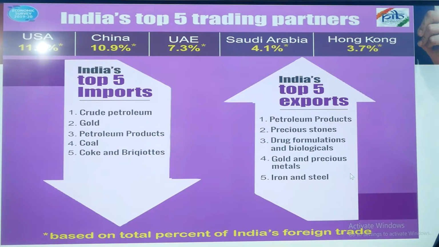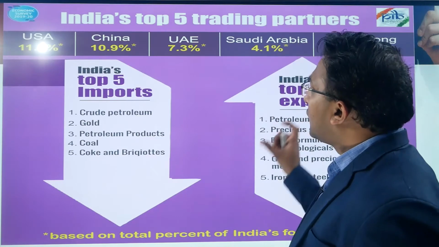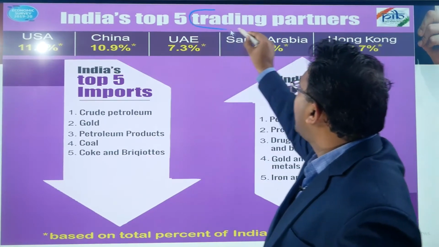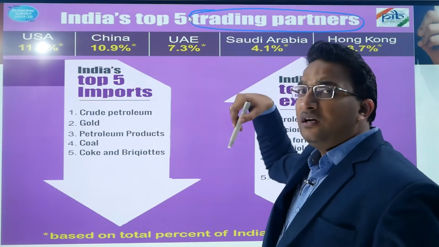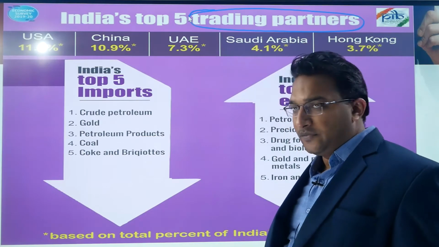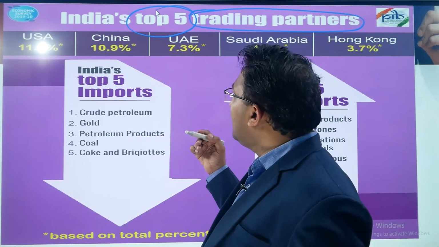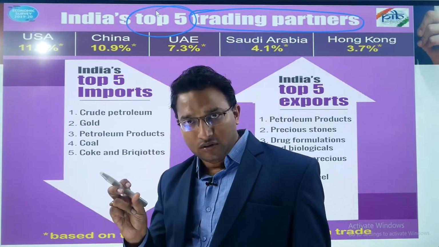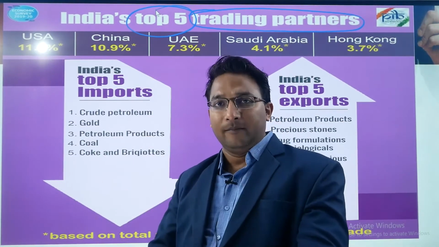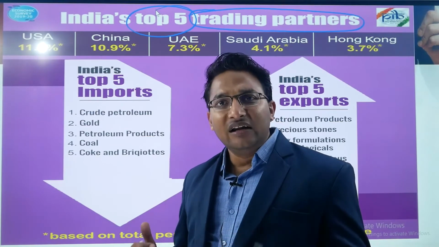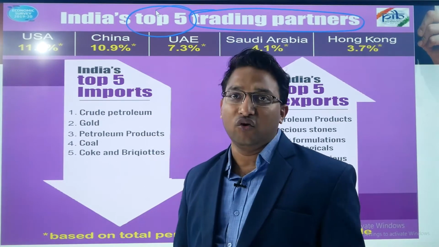Now India's top 5 trading partners. This I have taken from the Economic Survey of 2019-20. First of all, what is the meaning of trading partner? Trading partner means any country with whom we are doing export and import, right? Now how do we determine the top 5? For determining the top 5, we take the total amount of export and import which India has done with a particular country, and we compare that with the total foreign trade of India, right?